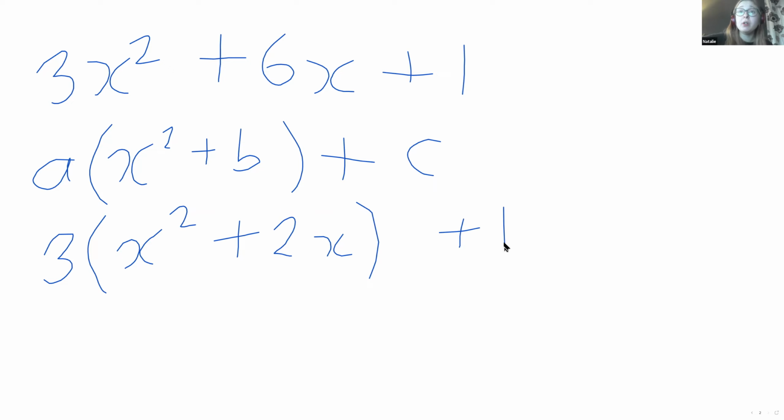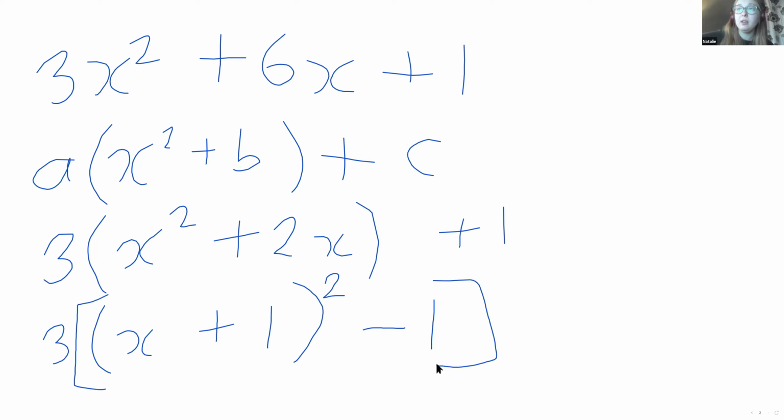So carrying on, we then want to make that bracket a square. So we make that x plus half of whatever's in front of the x. So 3(x plus 1 squared minus 1), and that's all still multiplied by 3, plus 1. The minus 1 comes from x plus 1 squared would give you x squared plus 2x plus 1. But in the bracket, we only have x squared plus 2x. So that's where that comes from.